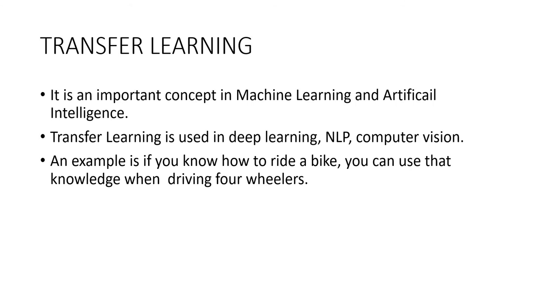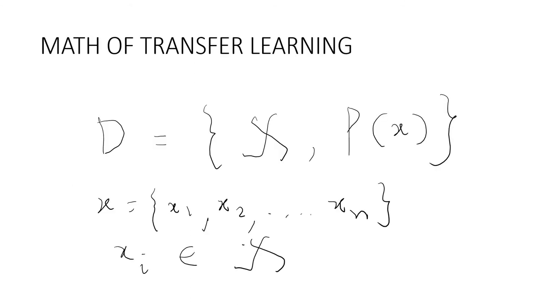It's an important concept in machine learning and artificial intelligence. Transfer learning is used in deep learning, NLP, and computer vision. See, the concept is an example from a human perspective. If you know how to ride a bike, then you can use that knowledge when learning four-wheeler driving. So the same concept, we can use it in machine learning models as well.